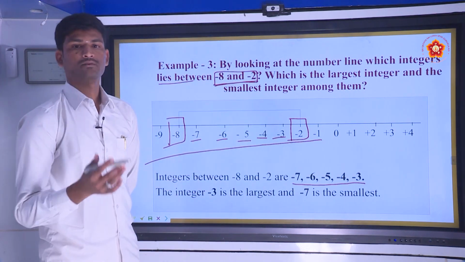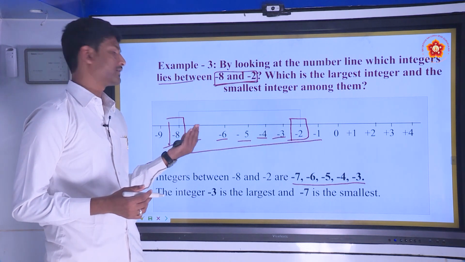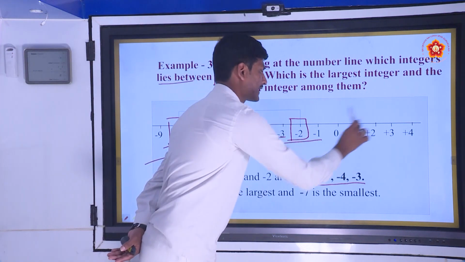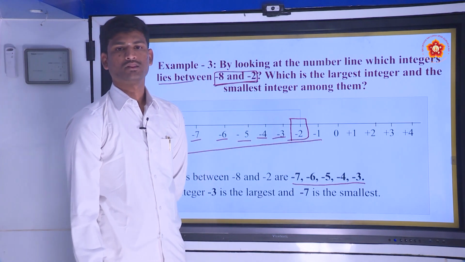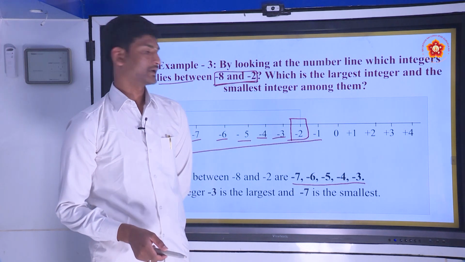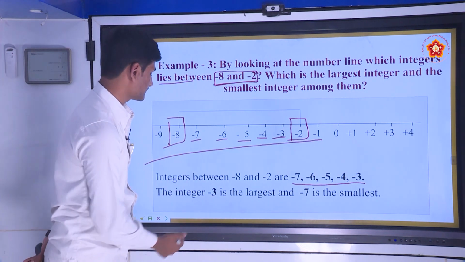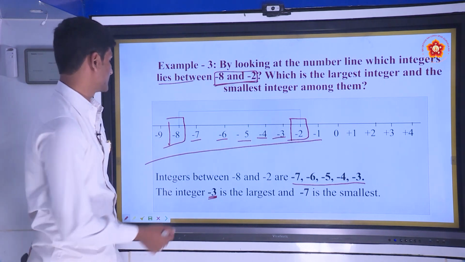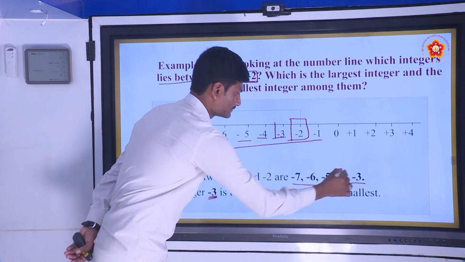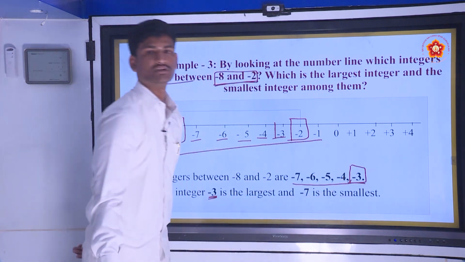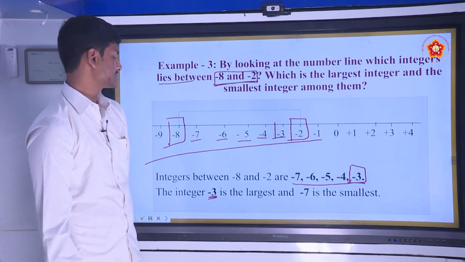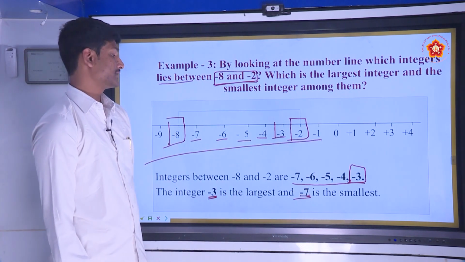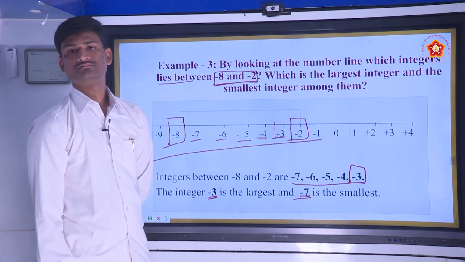Which is the largest integer? When we move to the left side, the value becomes smaller. When we move to the right side, the value is greater. Right? The integer -3 is the largest integer. And the integer -7 is the smallest integer. Right?